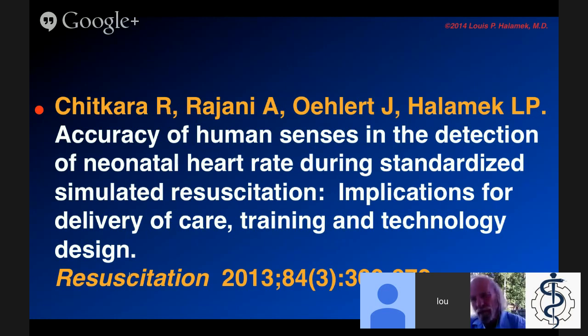human beings are actually not very good at either listening to a heart rate or palpating a heart rate via the umbilical artery in the umbilical cord. This was a great study in terms of showing the value of simulation in comparing what we do in various procedures with patients. This would be an extremely difficult, if not impossible, study to do in the real delivery room. Certainly to obtain consent under these kinds of circumstances is impossible.